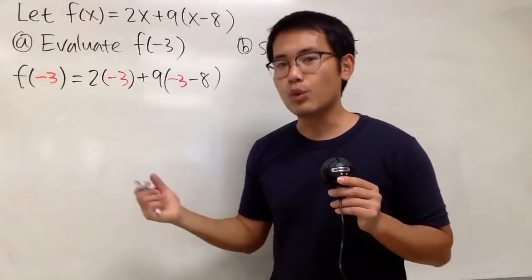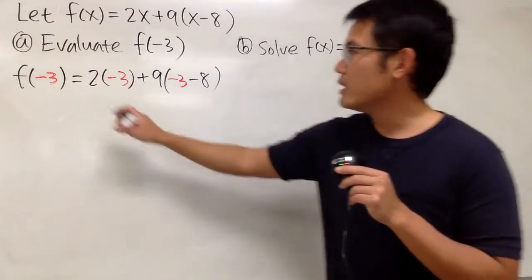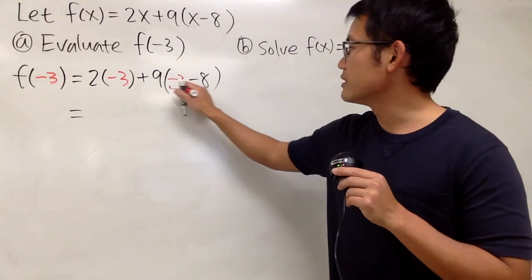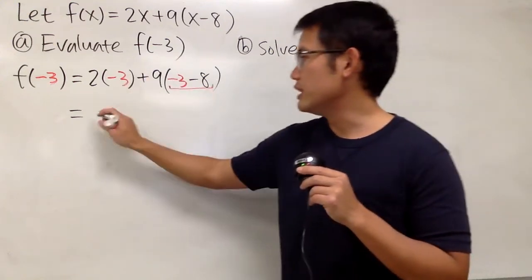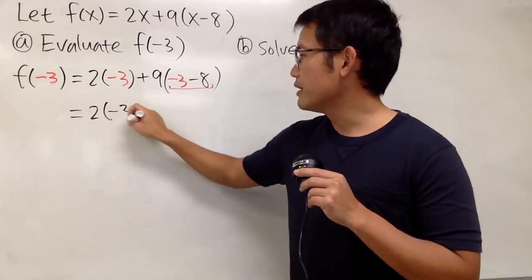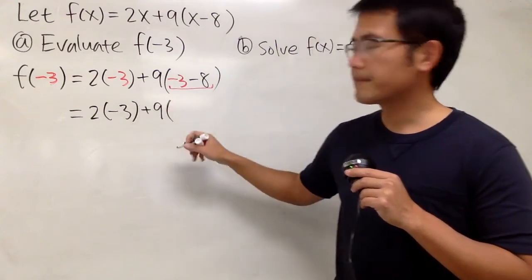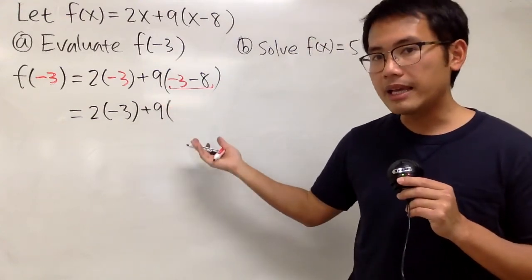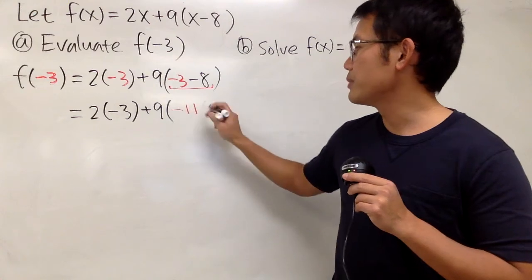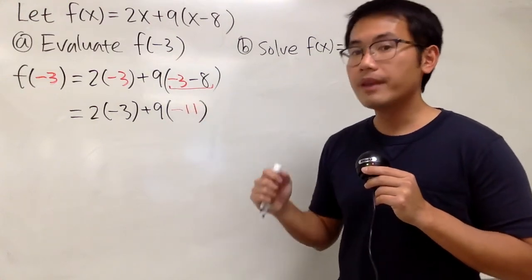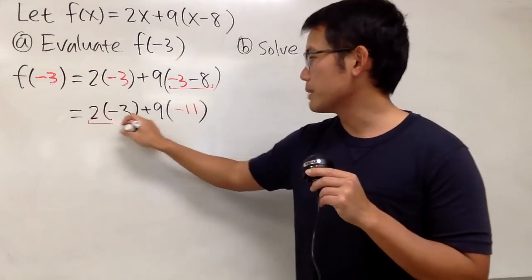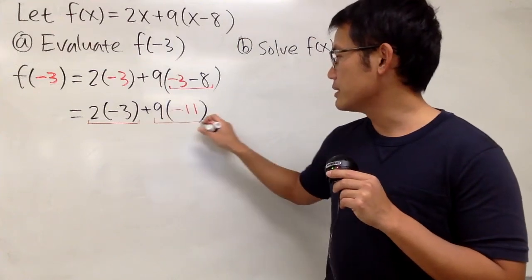Now this becomes an order of operations question. All we have to do is first look at the inside of the parentheses, and let me just leave it as it is: 2 times -3 plus 9 times (-3 minus 8, which is -11). Let me put that down in the parentheses. And we see that we will have to multiply this, and we also have to multiply this and that.